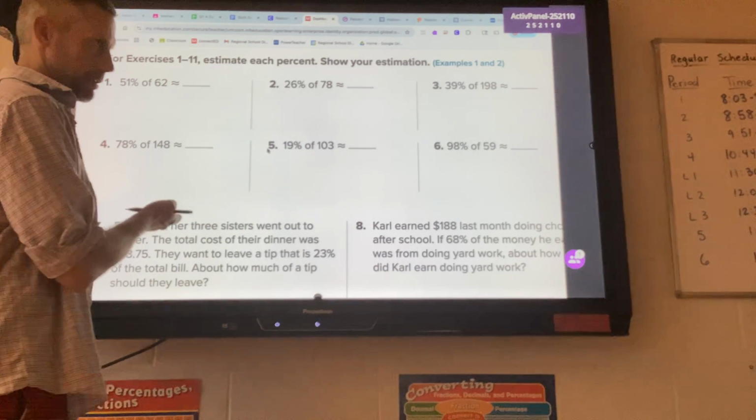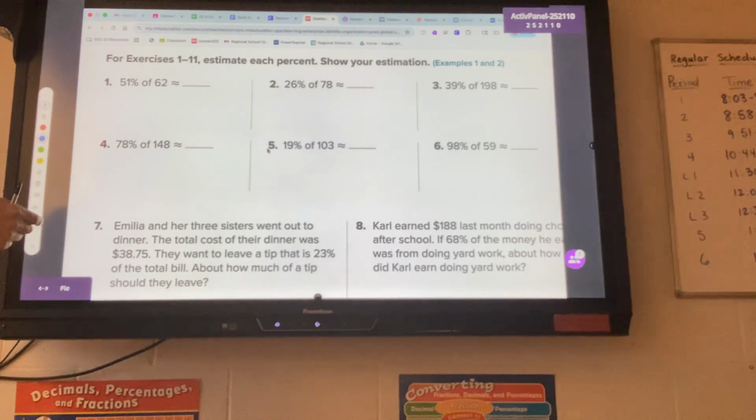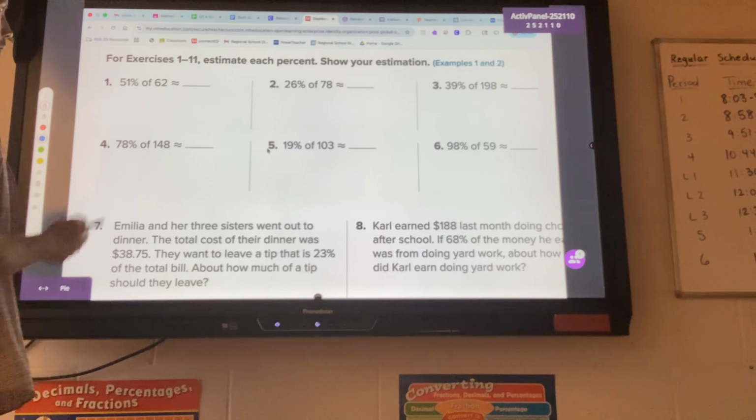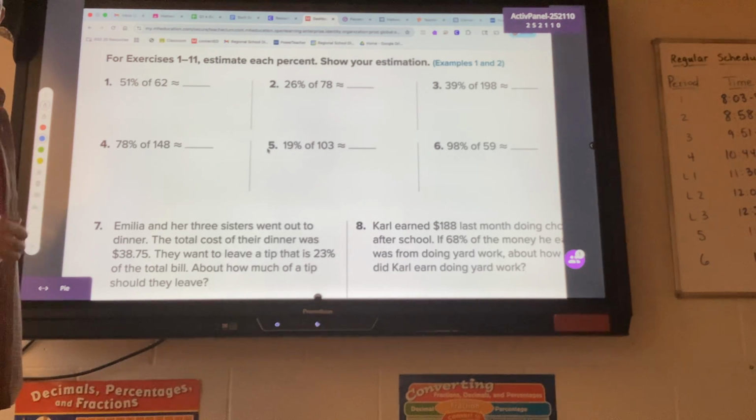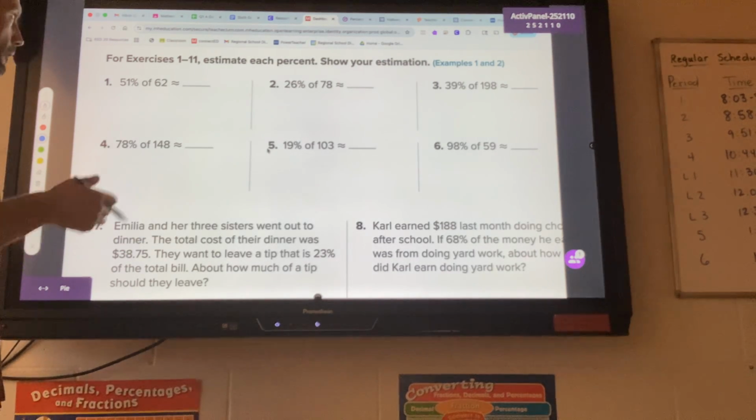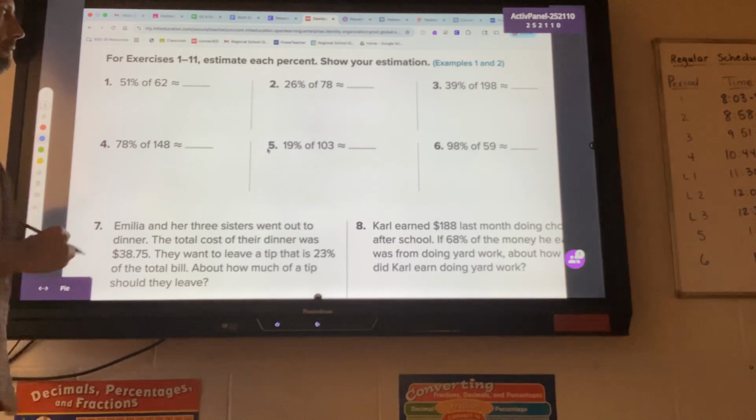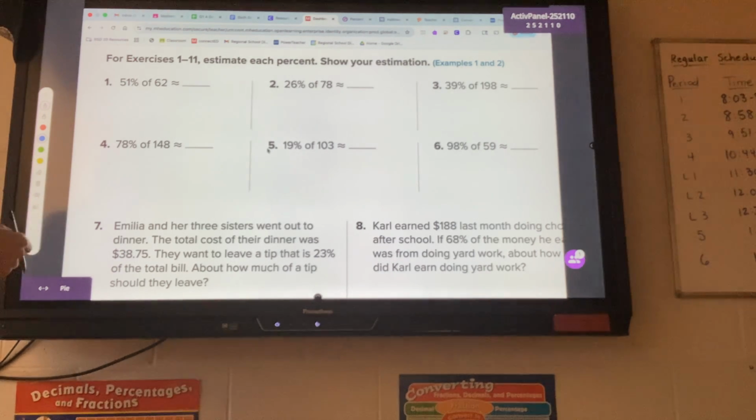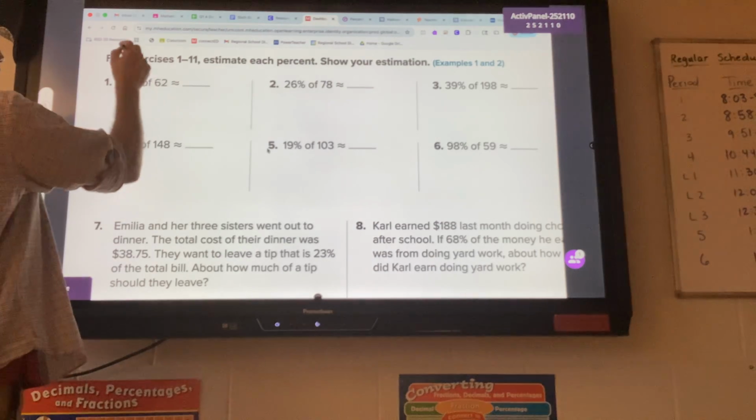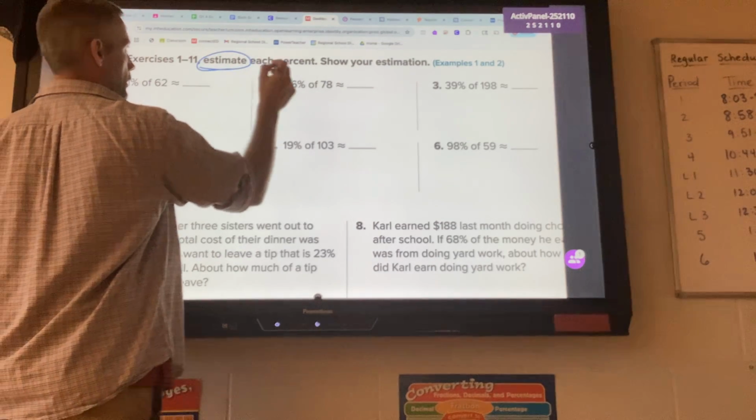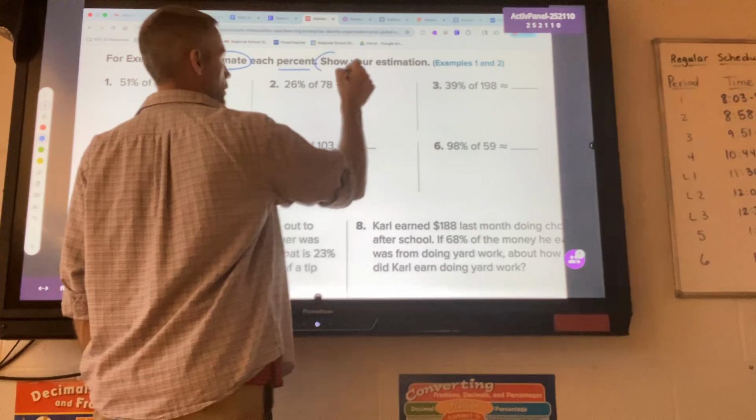As always, I wanted to do a couple of these, so if you needed my help and you're doing your homework tonight, I'll do a couple of these problems, and then it will be up to you to finish the rest of the page. I think I'm gonna do number 1, 3, and 5 with you. And then if you need any help on any of the other ones, we can go over it in class tomorrow if needed. So what we're doing is we're estimating each percent, and we have to show our estimation.